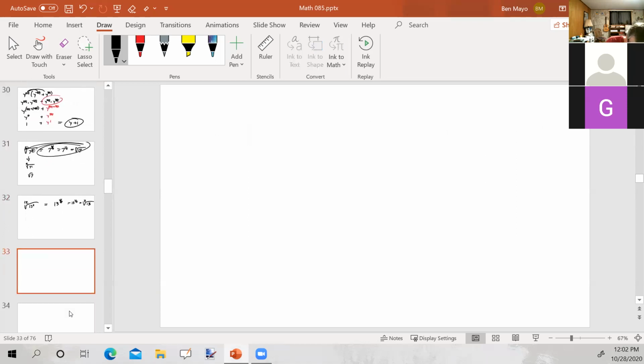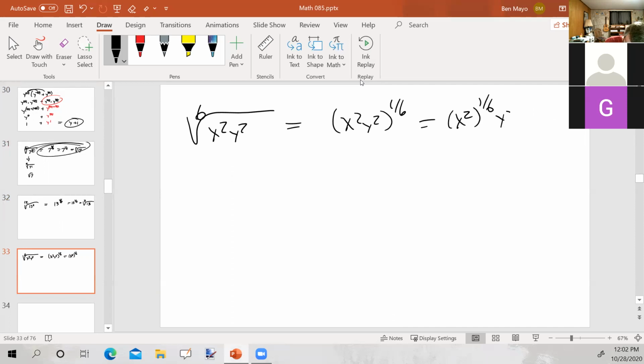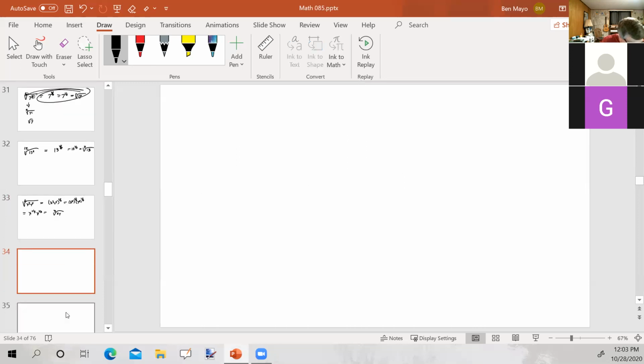How about this one? The 6th root of x squared y squared. Well, that would be x squared y squared to the 1/6 power, which would be x squared to the 1/6, y squared to the 1/6, which would be x to the 1/3, y to the 1/3, which would be the cube root of xy. All right with that? Yes. Okay.